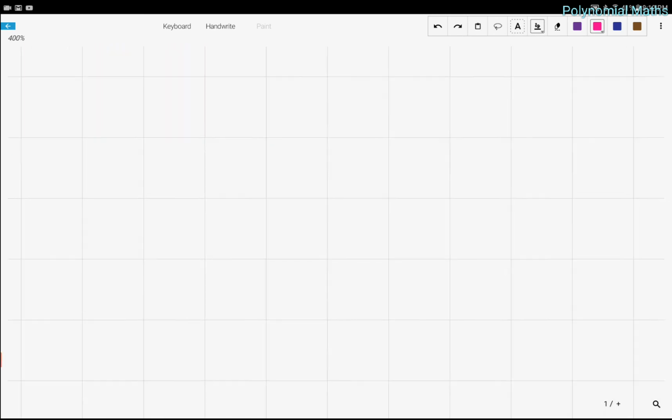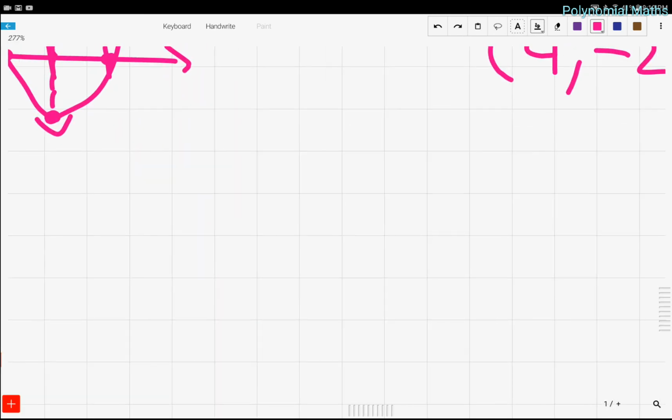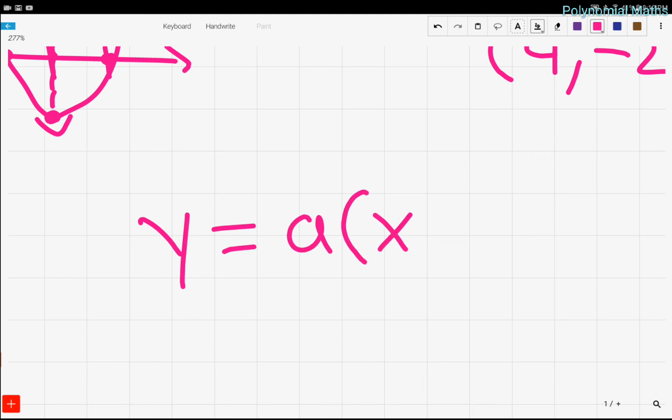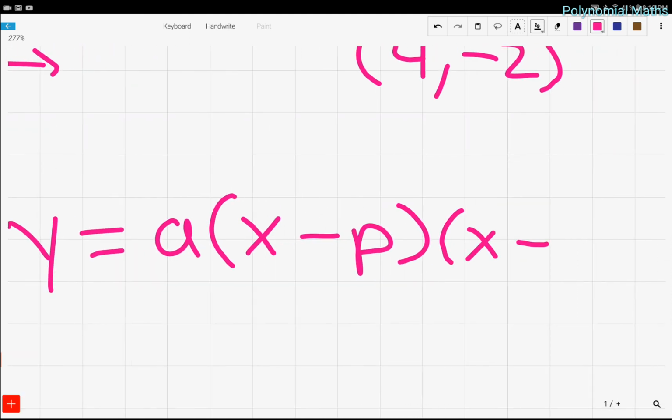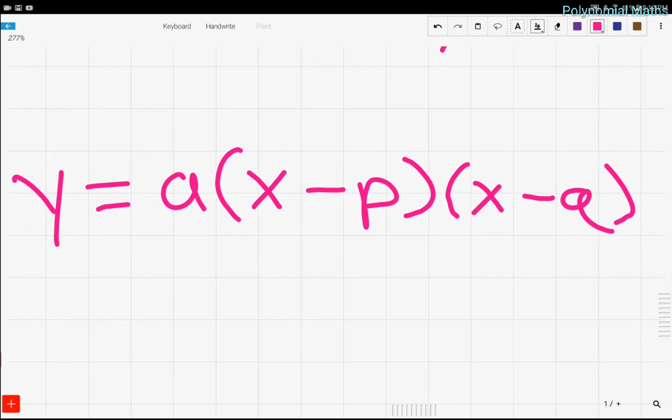Well, let's generalize this for a second. So imagine our quadratic is in the form a times (x minus p) times (x minus q). So how do we solve for that? Well, we see its roots are p and q, so therefore the x-intercepts are p and q.